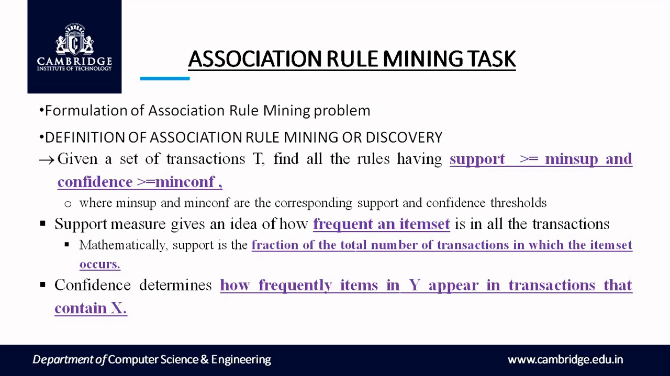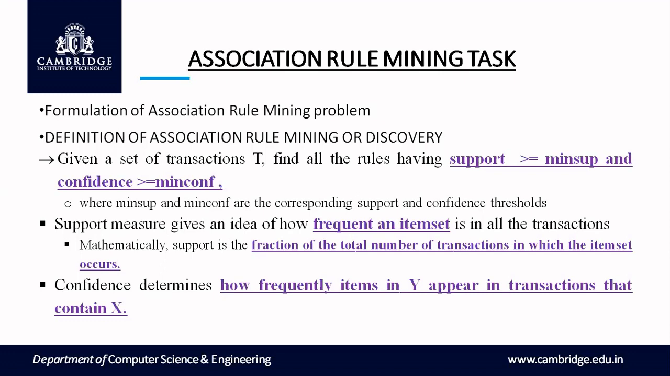So given a set of transactions T, we are trying to find the rules having support greater than or equal to minimum support. This has to be read as the minimum support value, and this has to be read as the minimum confidence value. So we need to figure out support greater than or equal to min sup and confidence greater than or equal to min conf. For every association rule mining problem, we first calculate the support and confidence. This is a default calculation.